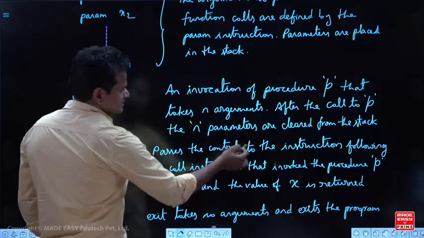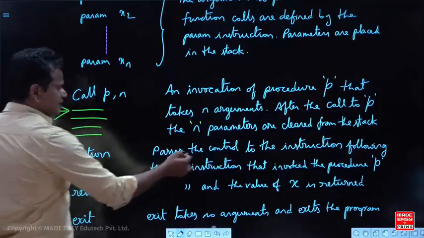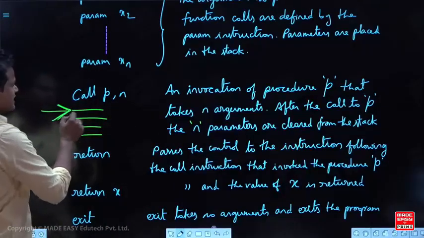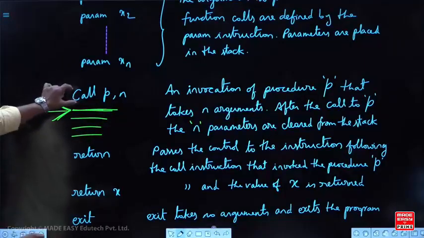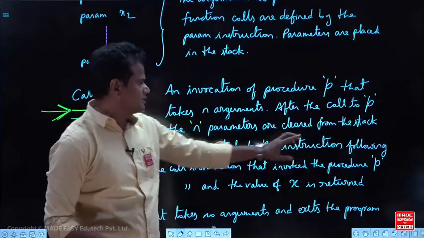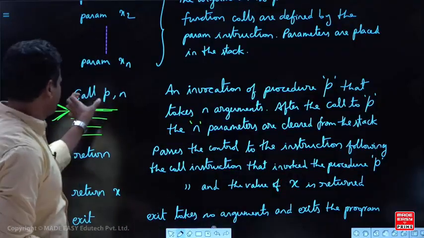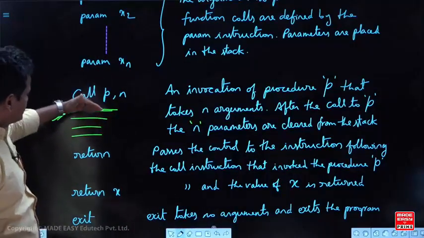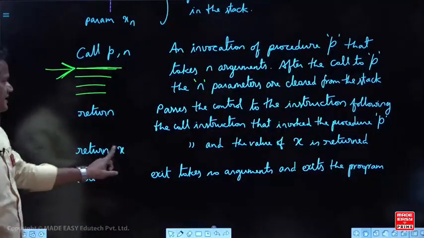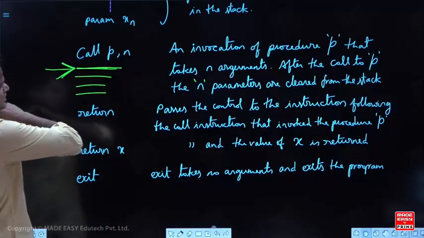Return means it passes the control to the instruction following the call. Whenever you write return, the control goes to the next instruction after wherever the function was invoked. It passes the control to the instruction following the call instruction that invoked the procedure. Wherever we call the procedure, whatever the next instruction is, it will go to it whenever you write return. Okay, and return x means passes the control to the instruction following the call instruction.